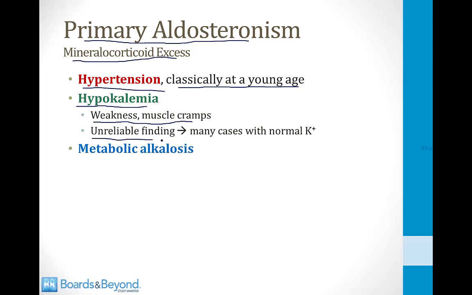Importantly, this is an unreliable finding. Many patients with primary aldosteronism have normal potassium. If they eat enough potassium in their diet, the potassium level can remain normal. And then finally, you can have a metabolic alkalosis also from the high levels of aldosterone.